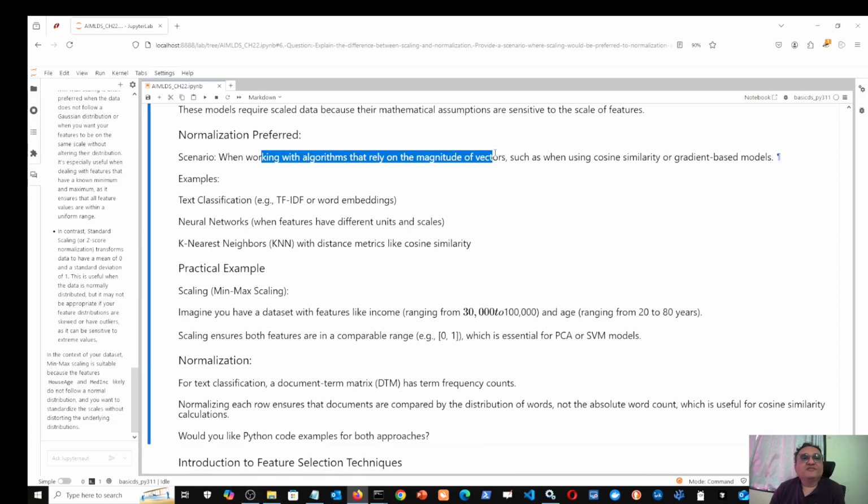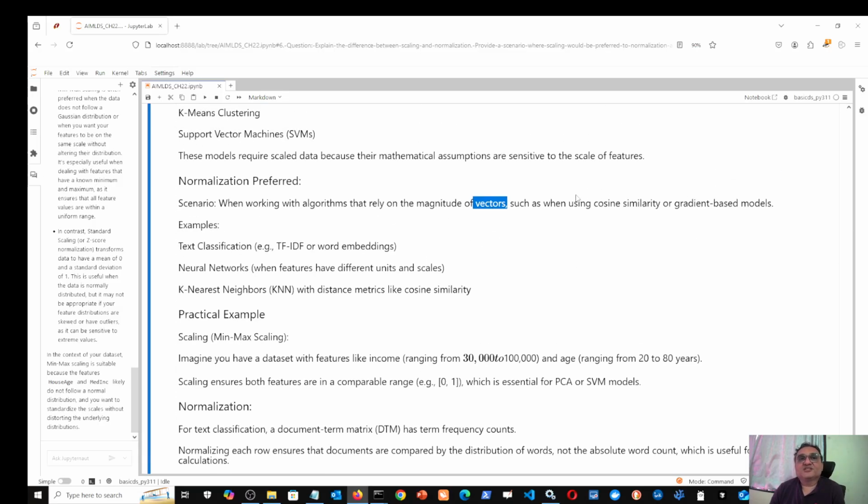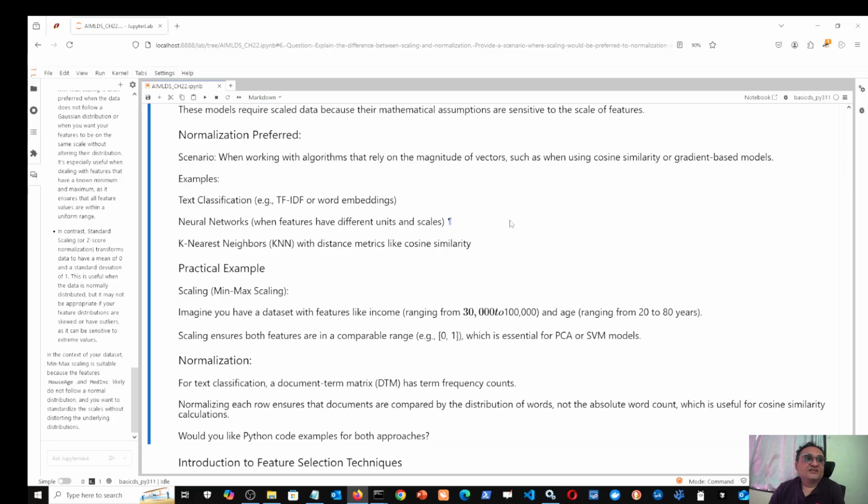Normalization is preferred while working with algorithms which rely on the magnitude of the vector. Vector, when I say, that means it is the horizontal, that is the row, right? So horizontal feature, such that when it is a cosine similarity based model or gradient descent based model, that is say XGBoost or even neural networks, etc. So text classification, this we have not done.